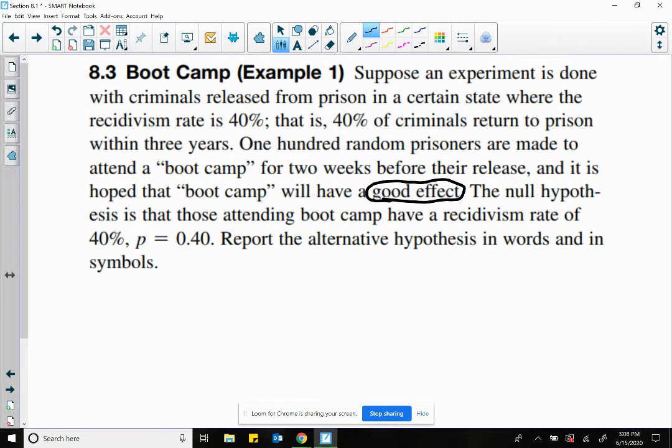Okay? The null hypothesis is that those attending boot camp have a recidivism rate of 40%. So they stated the null hypothesis in words, and right here they're telling you the null hypothesis in symbols. P equals 0.40. That's 40%. Okay? So it says report the alternative hypothesis in words and in symbols.